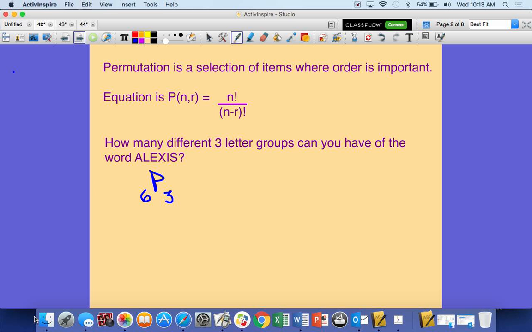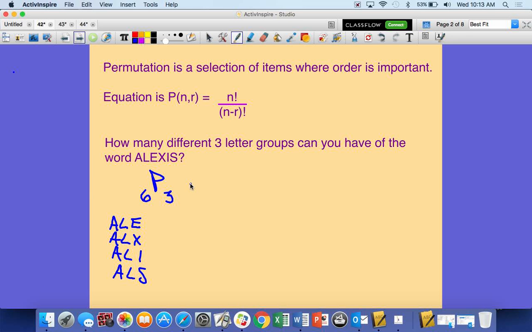Now what you could do with this, and I've had kids do this in the past, is list all the options. Okay? I'm going to start with ALE, ALX, ALI, ALS, and I can keep going and going and going. Alright, and you can see that that's going to be a long list here. So it's much better to get this formula memorized, to make sure that we know it and know how to use it, than it is to actually list out all of the different options here.